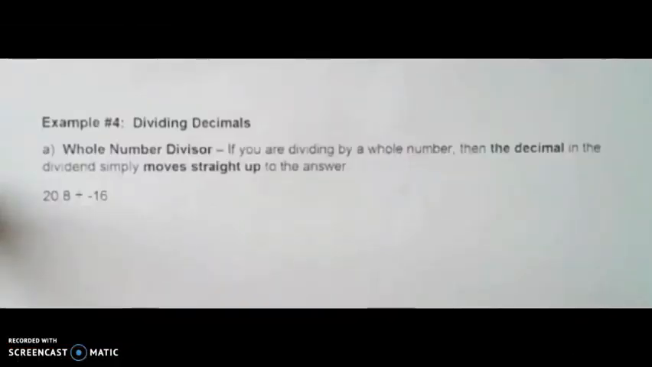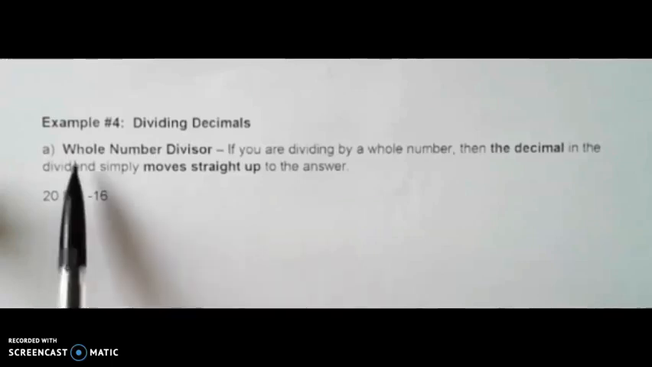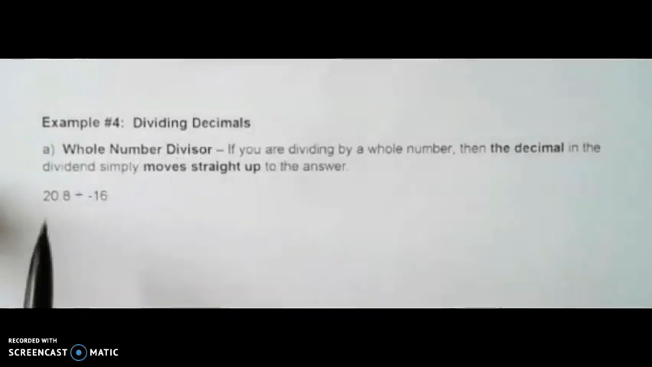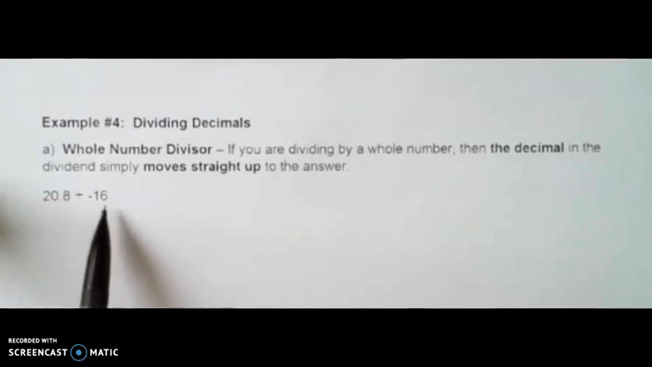So we just had a good review of dividing fractions, and now we'll do a good review of dividing with decimals. And there are a couple of different examples that we have to look at. The first example we're going to look at is when we have a whole number divisor. We have 20 and 8/10 divided by negative 16.